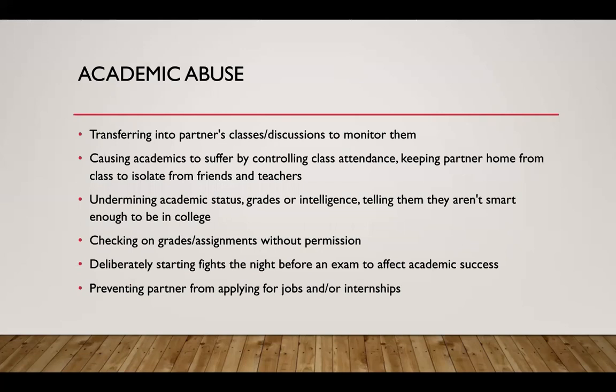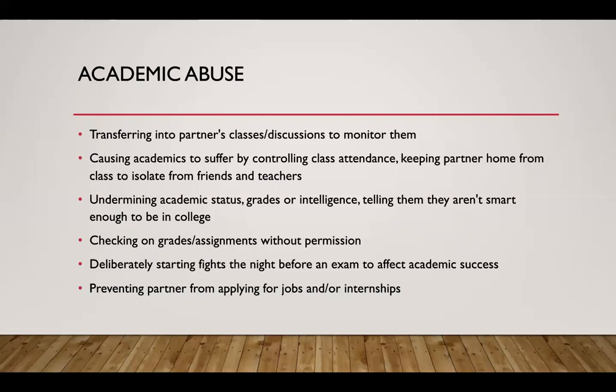Okay, we have academic abuse, and this really focuses in on those college age kids. Might be transferring into the partner's classes or discussions to monitor them, causing academics to suffer by controlling class attendance, keeping the partner home from class to isolate them from friends and teachers, undermining academic status, grades, or intelligence, telling them that they aren't smart enough to be in college, checking on grades and assignments without permission, deliberately starting fights the night before an exam to affect academic success, and preventing the partner from applying for jobs and or internships. So these are some very big flags for college girls and guys. If this is happening to you, reevaluate that relationship quickly.